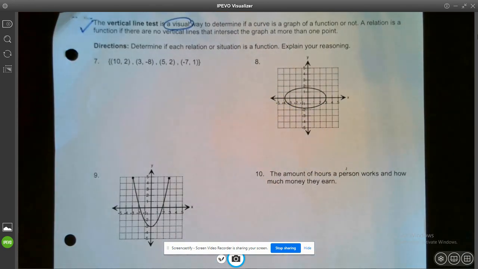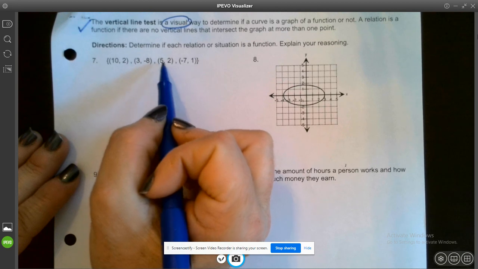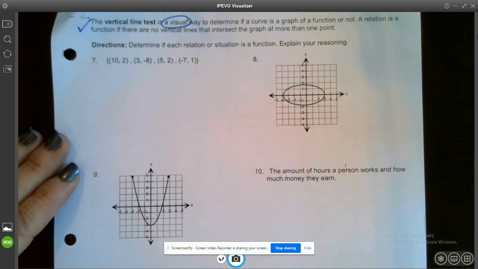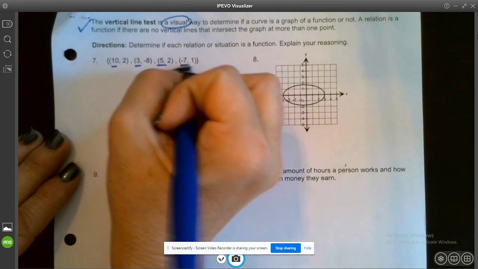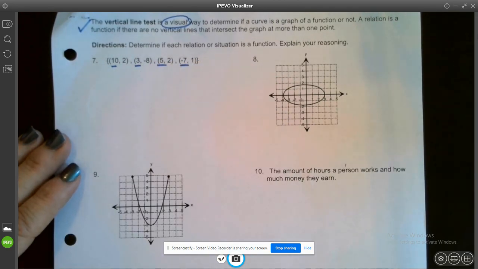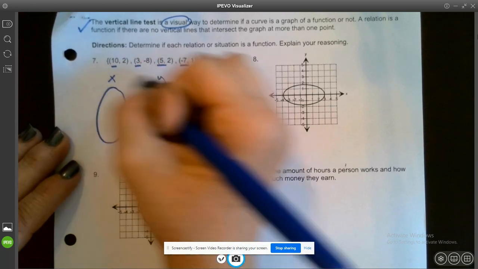Let me explain it better with an example. Let's look at 7. We've got (10, 2), (3, -8), (5, 2), (-7, 1). You have to ask yourself, are any of the x values repeated? Nope, they look different.